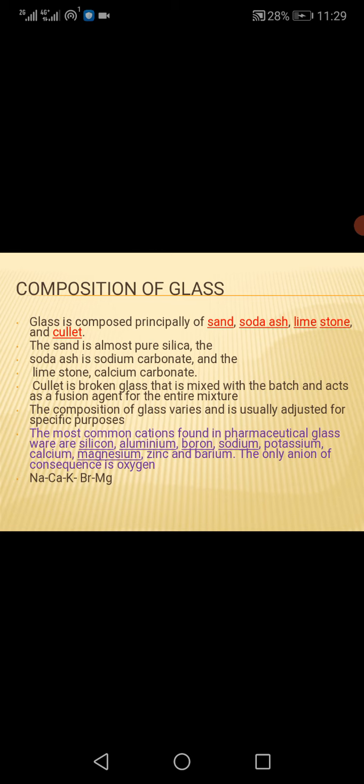Composition of glass. Glass is composed principally of sand, soda ash, limestone, and cullet. The sand is mostly pure silica, the soda ash is sodium carbonate, and the limestone is calcium carbonate. Cullet is broken glass that is mixed with the batch and acts as a fusion agent for the entire mixture. The composition of glass varies and is usually adjusted for specific purposes.